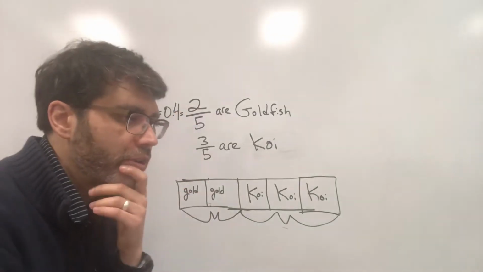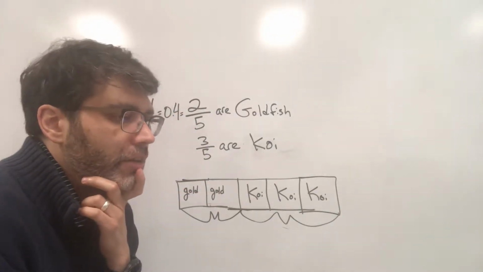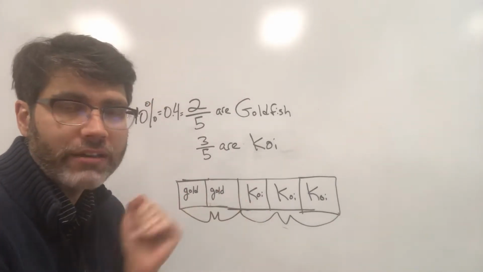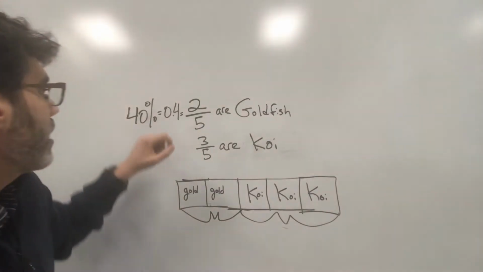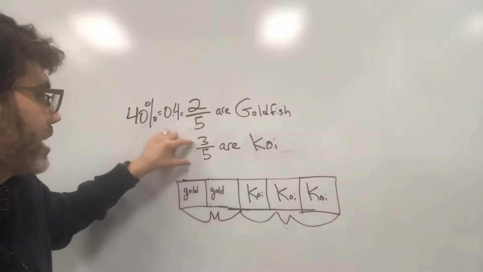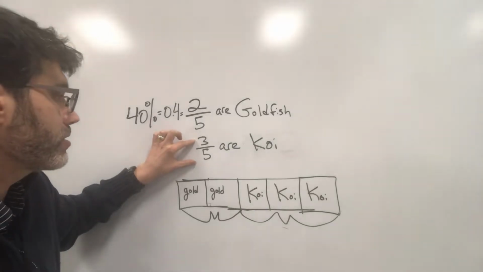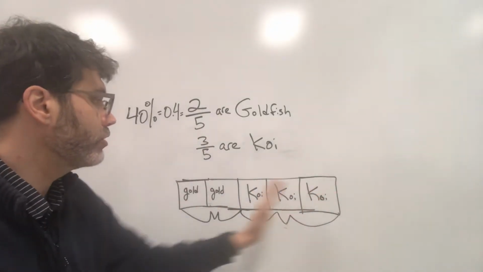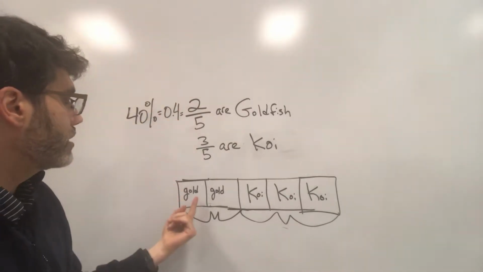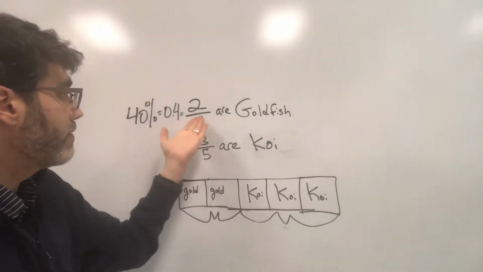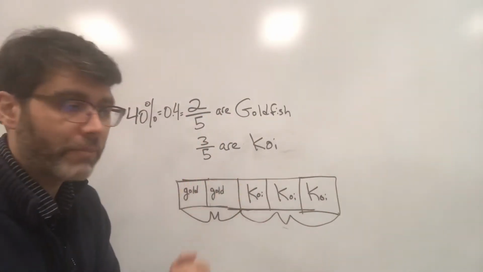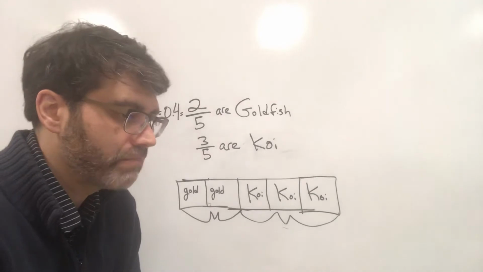Okay, so 40% of the fish in a pond are goldfish, and the rest are going to be koi fish, K-O-I, koi fish. So that means if 2/5 are goldfish in the pond, what's left over is 60%, and 60% as a fraction is 3/5. So we can visually represent that. Since they're all out of fifths, we can designate 2 of those fifths for goldfish, and 3 of those are going to be koi in the pond. So we can visually represent it like that.